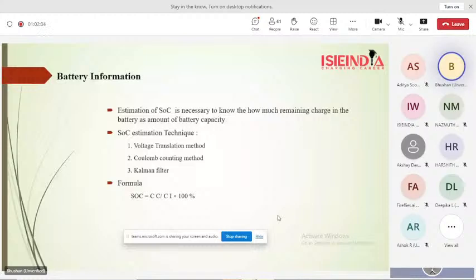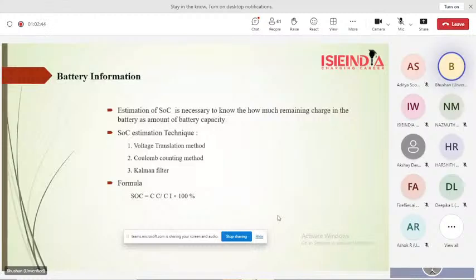And the Coulomb counting method: how much current goes in and out of the battery. If you see that a 150 ampere hour capacity battery is there, and we are charging the battery at 5 amperes for up to 6 hours. So 5 into 6 is 30 ampere hours you are charging. So we know how much charge is present in the battery, 30 ampere hours, and total capacity is 150, so we have charged one fifth of the battery.